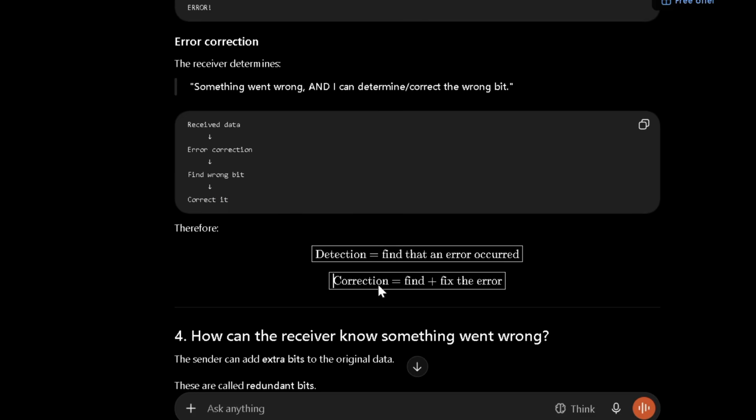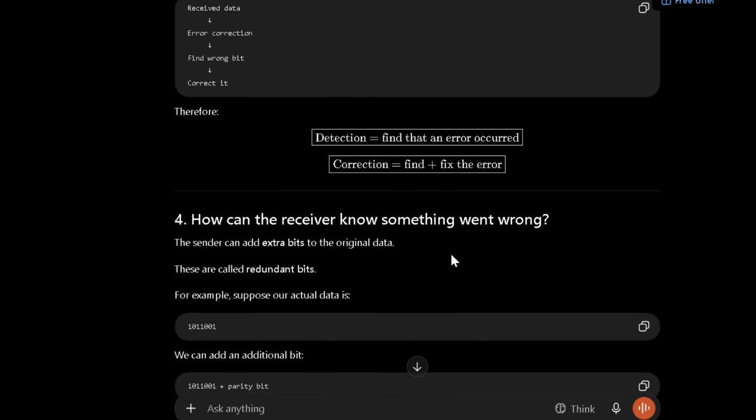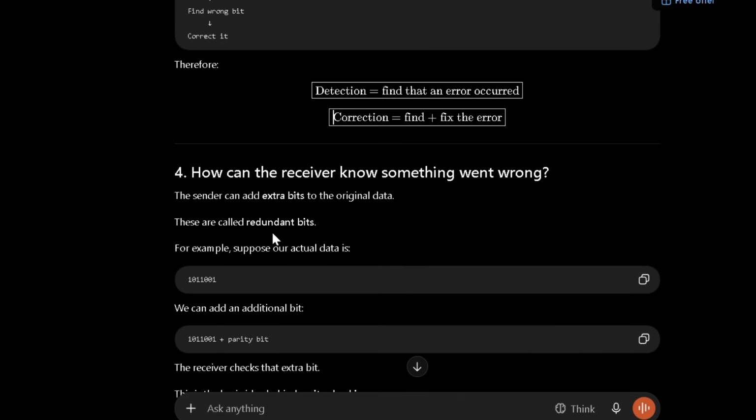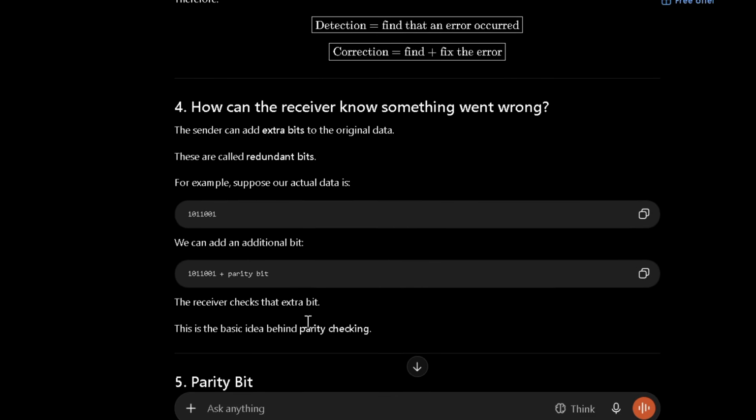How can the receiver know something went wrong? The sender can add extra bits to the original data. These are called redundant bits. For example, suppose our actual data is 10110001. We can add an additional bit, a parity bit. The receiver checks the extra bit. This is the basic idea behind parity checking.